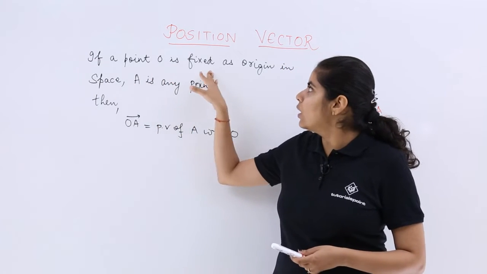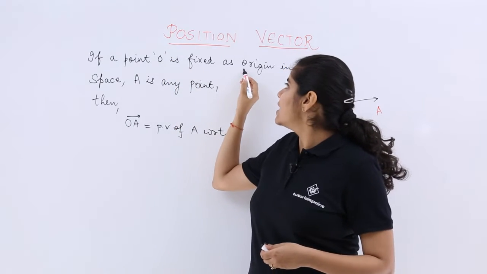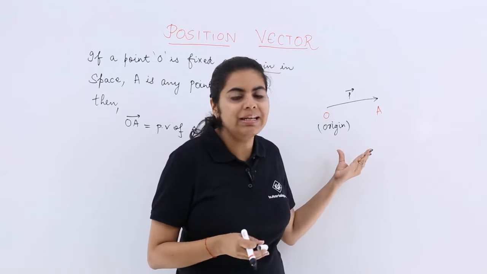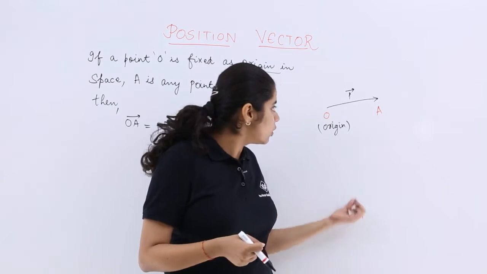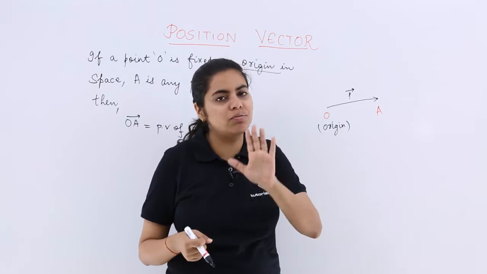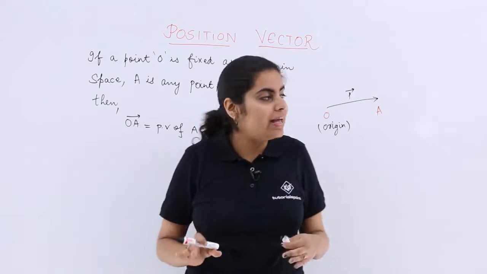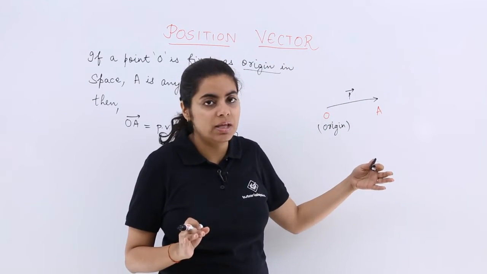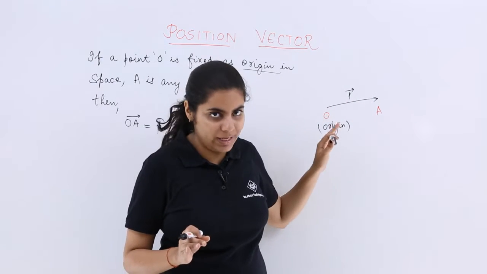If a point O is fixed as origin in space, I have fixed a point as origin according to my convenience. O can be here also, it can be here also. It is just a fixed point in space. Then A is any point. It can be even B, C, D, anything. And P is this vector which is directed from O to A.